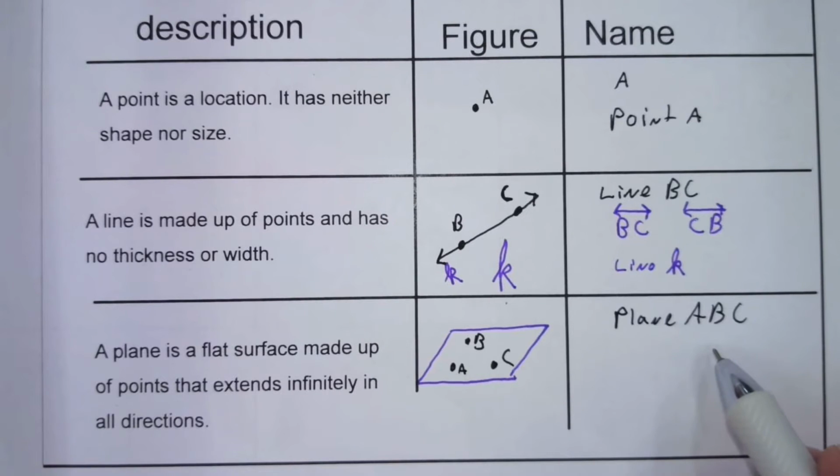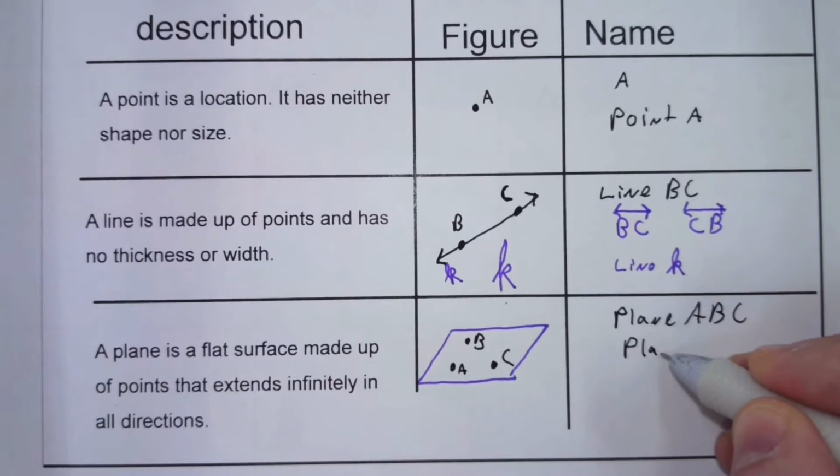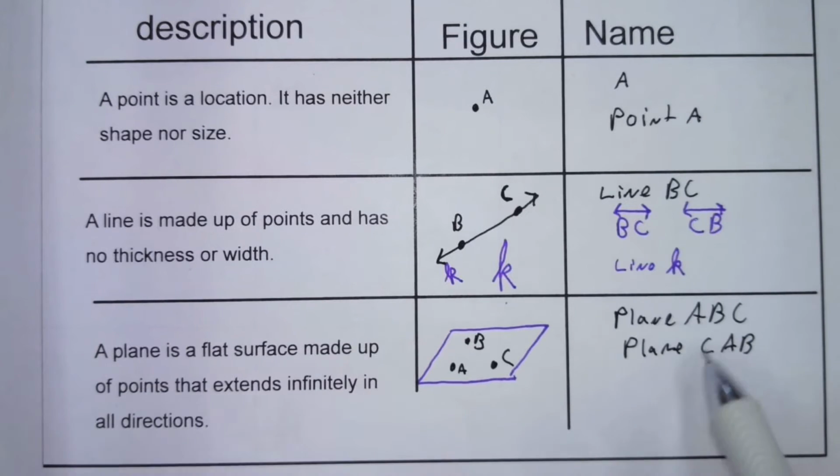Could it be plane BAC? Or, a lot of times I like to spell words with my letters. So maybe CAB. That's a word, right? Cab. It doesn't matter. A lot of times what I'll do is I'll put it in alphabetical order just because that makes sense to my brain. Sometimes I'll spell words because it's fun.